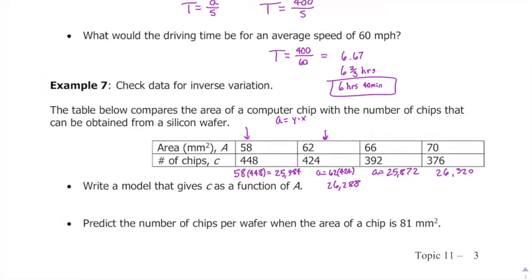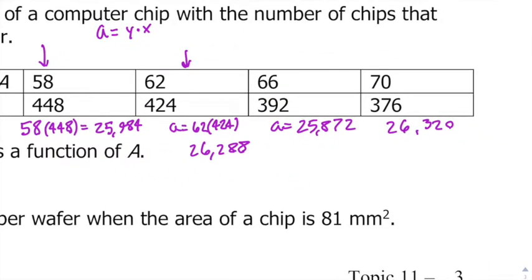So what model gives this function, it gives C as a function of A right here? I guess this is a situation where it's not going to be the same exact thing every single time. Not a consistent A value, but it's pretty dang close here. Notice this is really close to 26,000. This is close to 26,000. This rounds up to 26,000. So we're going to say that the A here is about 26,000.